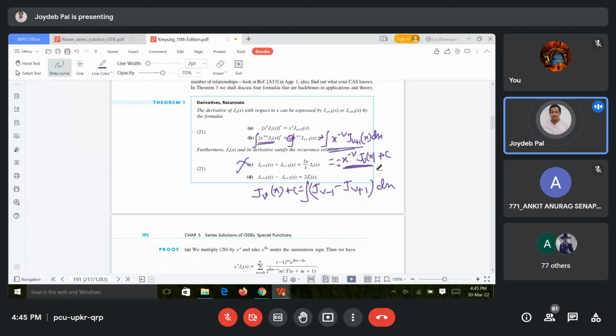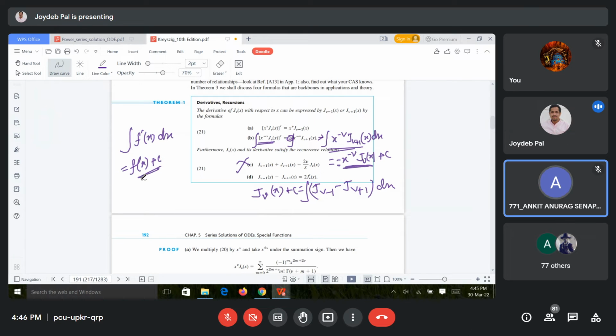Are you getting it or not? Do I need to explain more in detail? The main thing I am using is integration of f dash x. What is that? That is f x plus c, isn't it? That is the thing I am using here. It is also a derivative, so if you take integration, that derivative will be eliminated. And for the second also.